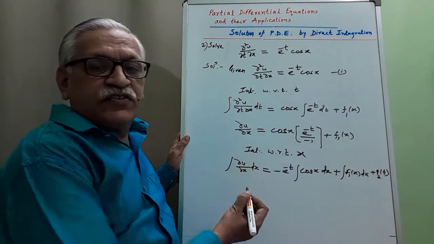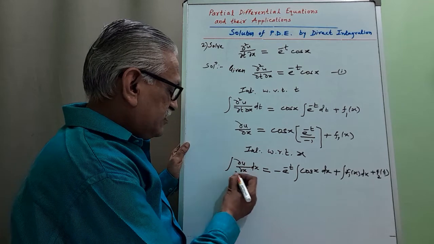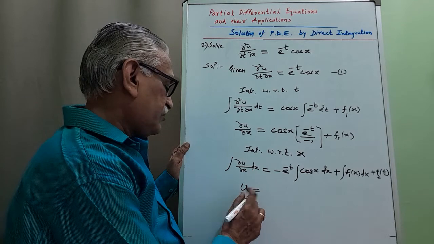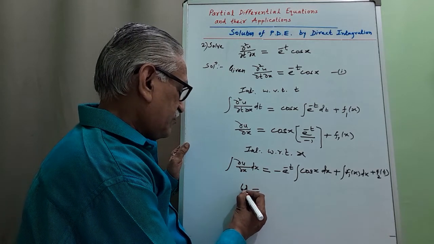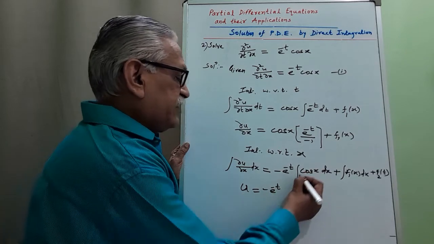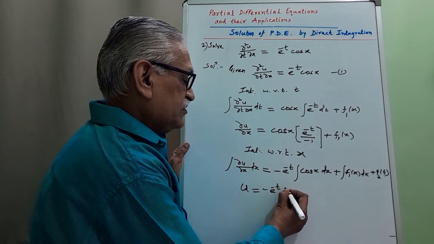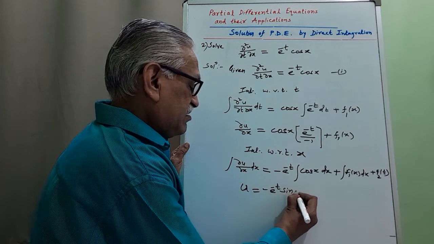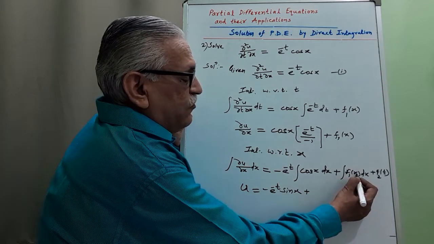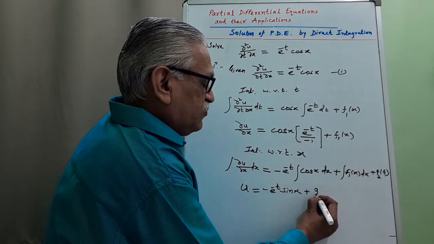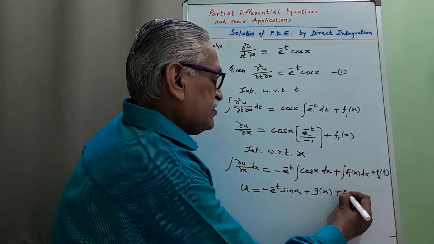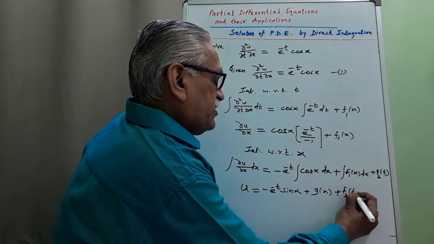And therefore integration of ∂u/∂x is u, which equals minus e^(-t) as it is. Integration of cos is sine. Integration of f1(x) with respect to x is some new function of x as g(x), and plus f2(t), the required answer or required solution.